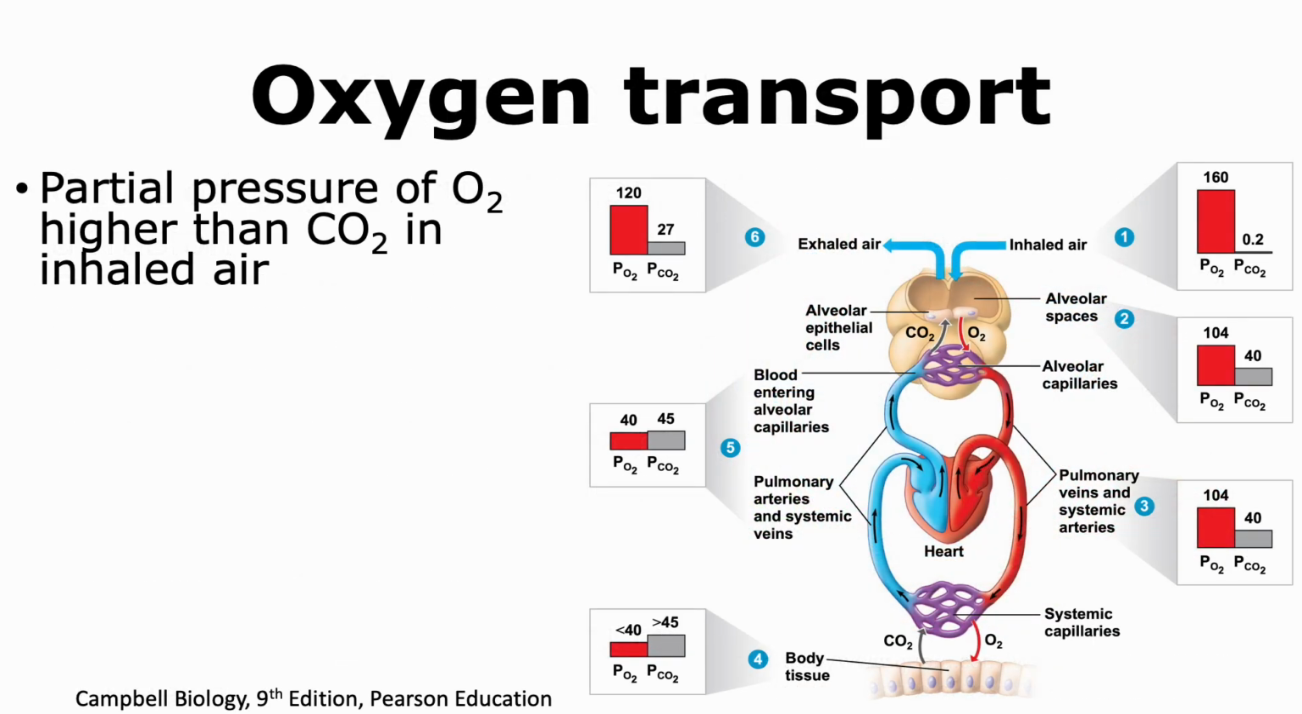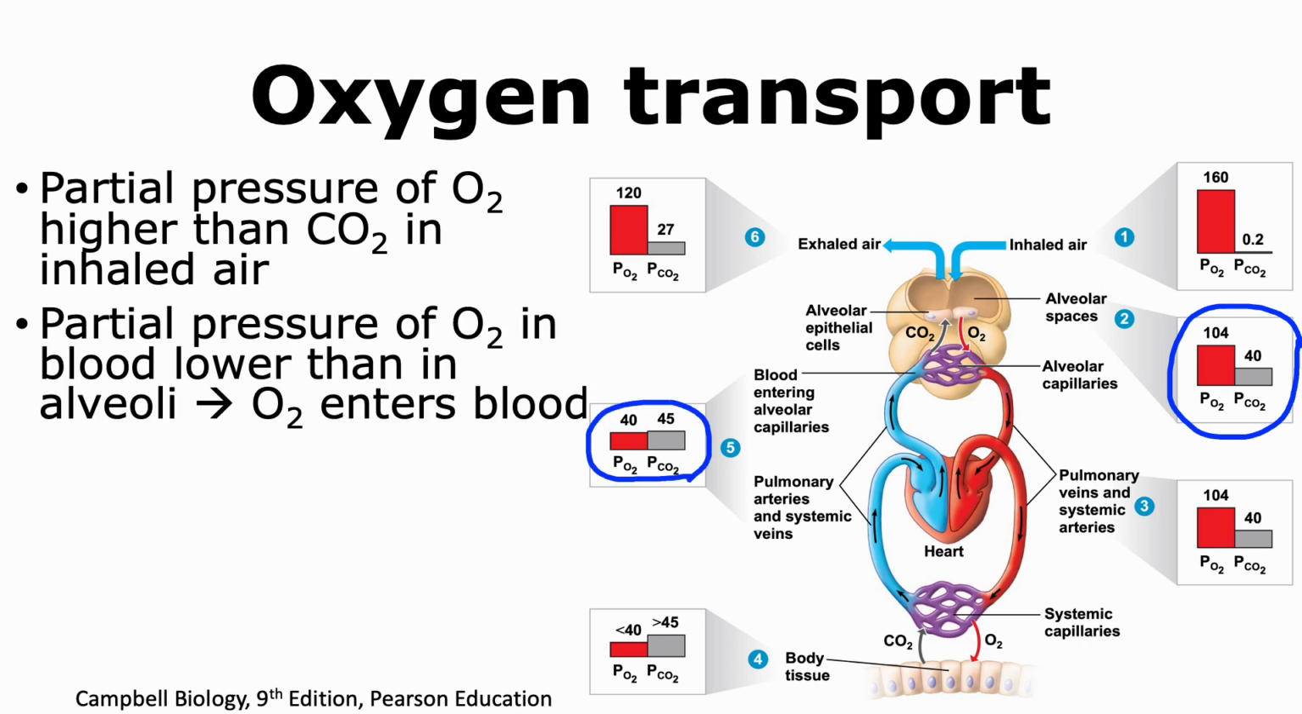Let us first look at oxygen transport and diffusion. The partial pressure of oxygen in the air that is inhaled is larger than the partial pressure of carbon dioxide that is present in that inhaled air. On the other hand, when we look at the blood that is entering the alveolar capillaries, the partial pressure of oxygen is much lower than that present in the alveolar space. This drives the oxygen to leave the alveolar space and enter into the alveolar capillaries.